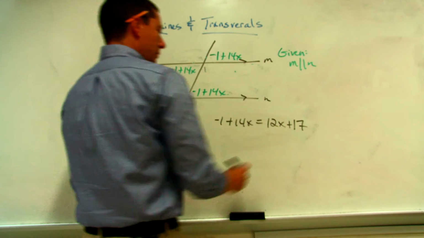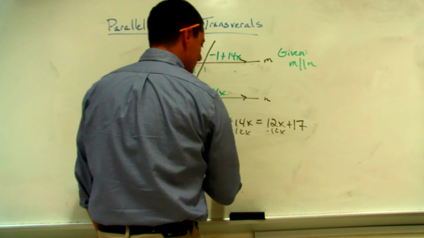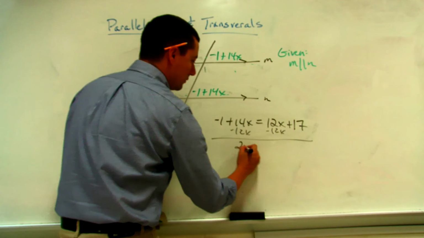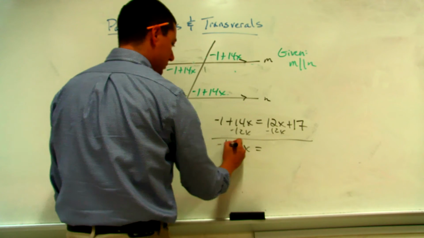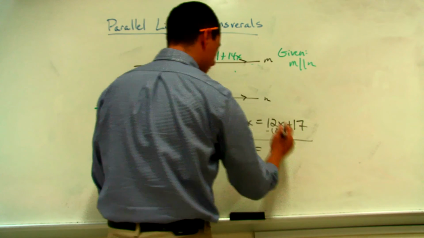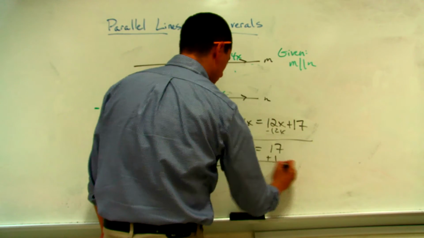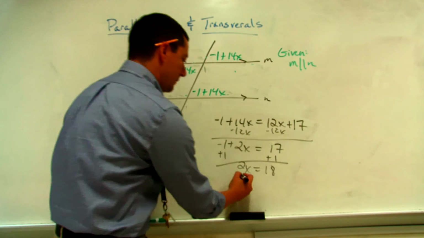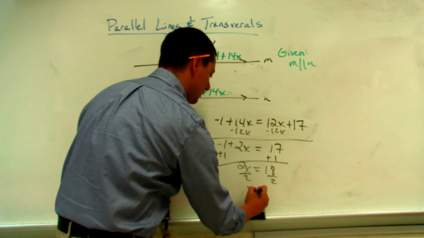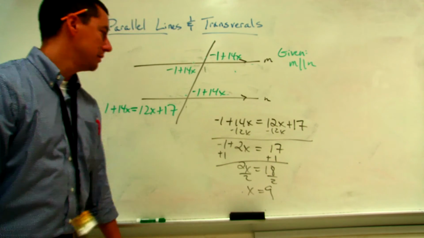All right, what do I want to do? Maybe I'll subtract 12x from both sides. There are different ways to do this. That gets 2x over here, and negative 1 plus 2x. Get 17 over here. And I can add 1 to both sides. 2x equals 18. And then I can divide by 2. And I get x equals 9. And that's my answer.